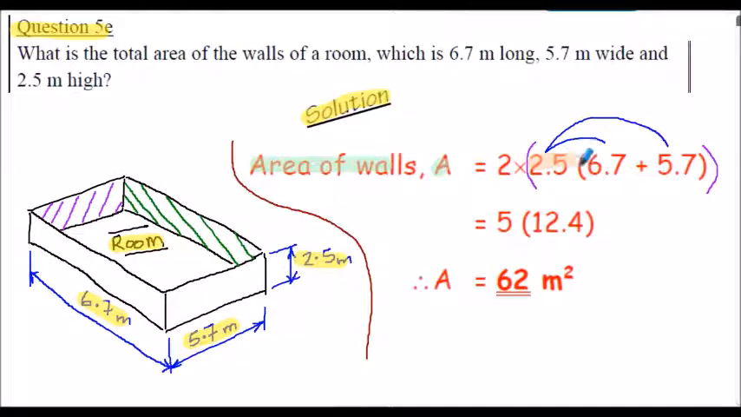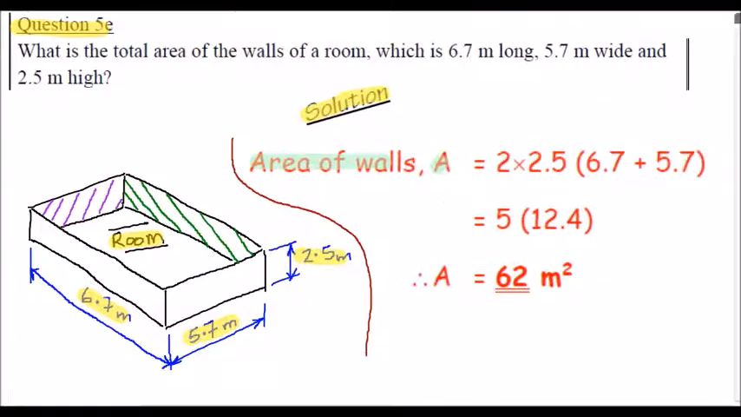And this area has to be factored by 2, because of course there are four walls. So evaluating 2 multiplied by 2.5 is 5, 6.7 adds 5.7, 12.4. So the total area of the four walls is 62 meters squared.